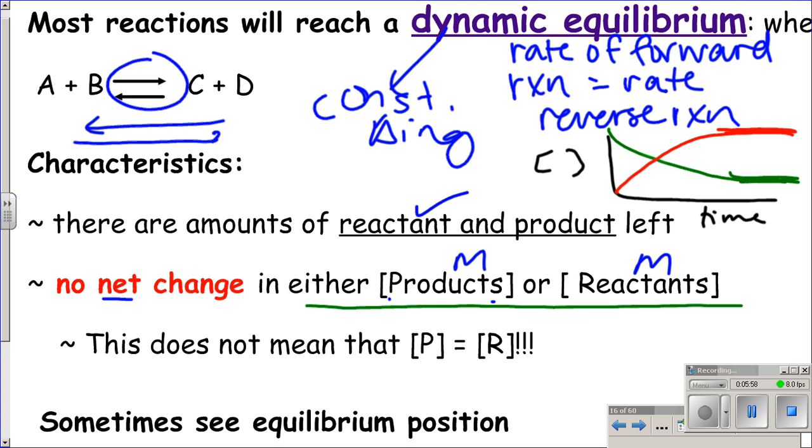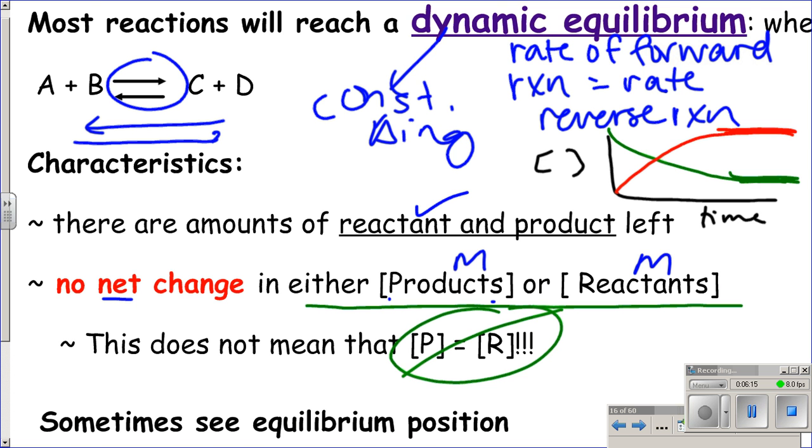Are the concentrations of products and reactants equal at this point? No. That is a big misconception. You're like, equilibrium, everything's equal. No, not true. I mean, they can be. They can end up at the same exact line and converge together, but that's not true in this case. So that's why this right here is a big misconception.